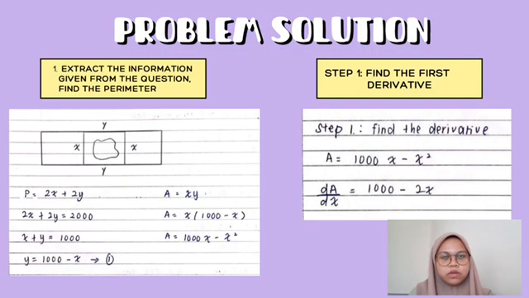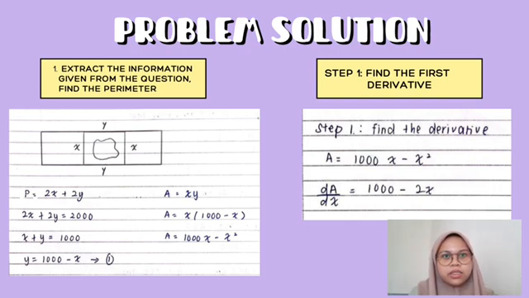Here is the problem solution. Firstly, extract the information given from the question. Find the perimeter. P is equal to 2x plus 2y. Since the specimen is a rectangle of 2000 micrometer, we have 2x plus 2y equal to 2000. After that, simplify the equation. x plus y is equal to 1000. Now, express y in terms of x. y is equal to 1000 minus x is the first equation.